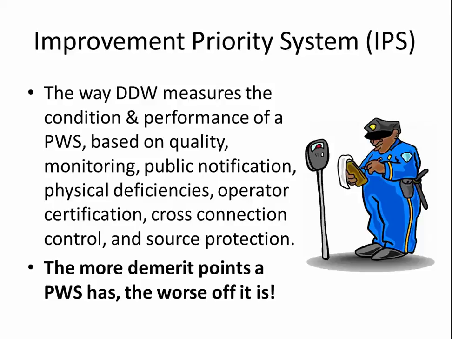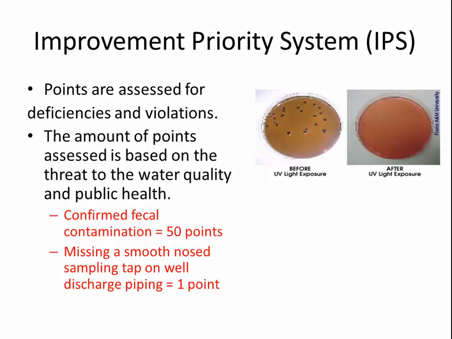And we assess points based on, is the water system taking their samples? Are they notifying the public when required? Are there physical deficiencies? Do they have a certified operator if it's required? Do they have a cross-connection control program and source protection plan in place? So points are assessed for deficiencies and violations. Deficiencies are found at the time of the sanitary survey or any inspection that we might be present at.